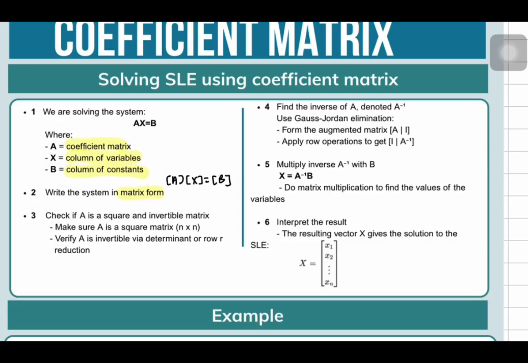And then we have to check two things. First, we have to make sure A is a square matrix, where the rows times columns is in the form of n times n. And then to verify A is invertible via determinant, where the determinant must not equal 0, or by row reduction. And then we find the inverse of A, denoted by A inverse, using Gauss-Jordan elimination. After that, we multiply it with B and do matrix multiplication to find the values of the variables. And lastly, the resulting vector X gives the solution to the system of linear equations.